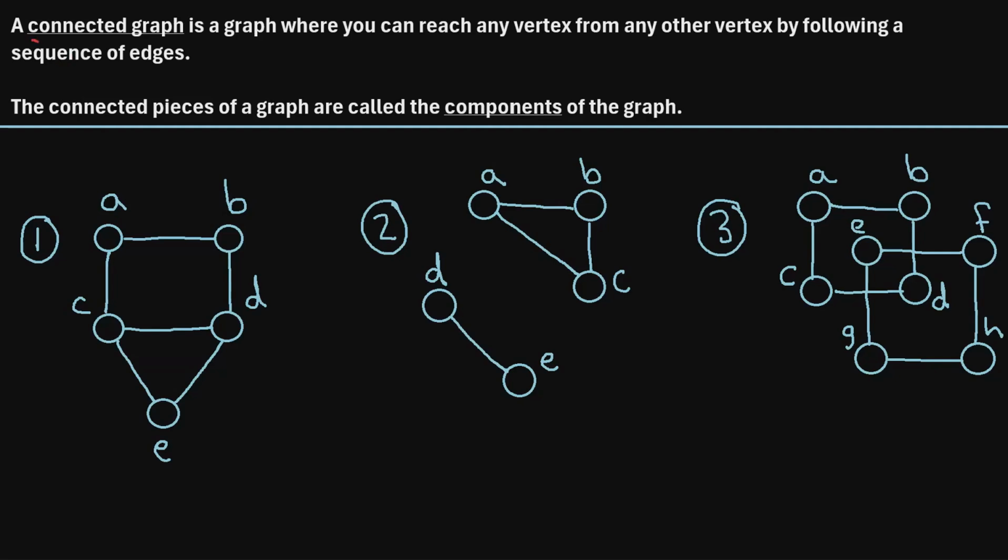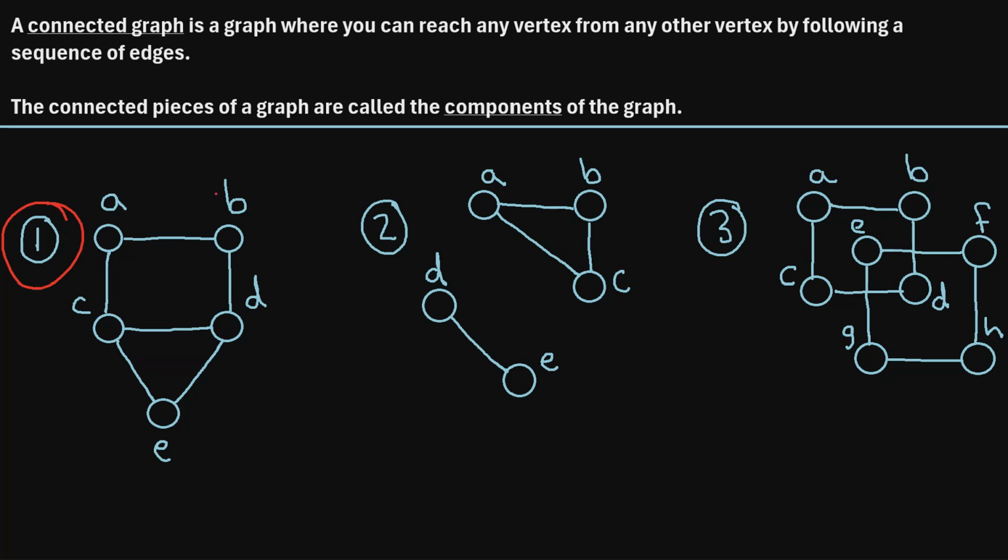In graph theory, a connected graph is a graph where you can reach any vertex from any other vertex by following a sequence of edges. Now, the connected pieces of a graph are called the components of a graph. So I've created 3 graphs here. Let's check out each one and try to determine if it is a connected graph or not.